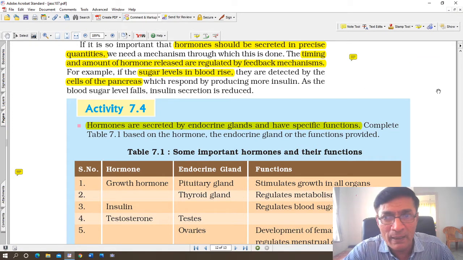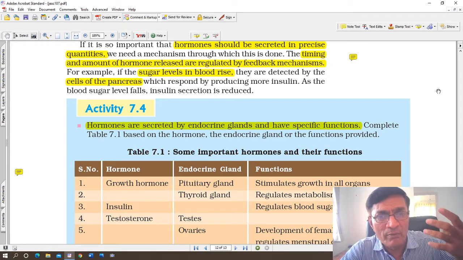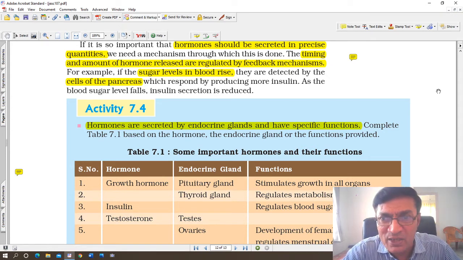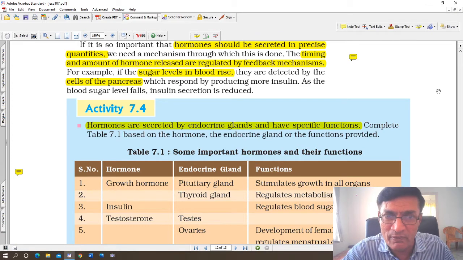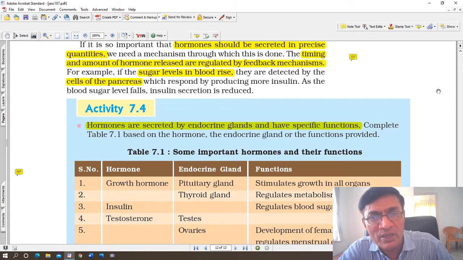So that is the feedback mechanism. As soon as, for example, the sugar levels in the blood rise, they are detected by the cells of the pancreas which respond by producing more insulin. And as the blood sugar level falls, because of the feedback mechanism, insulin secretion decreases.